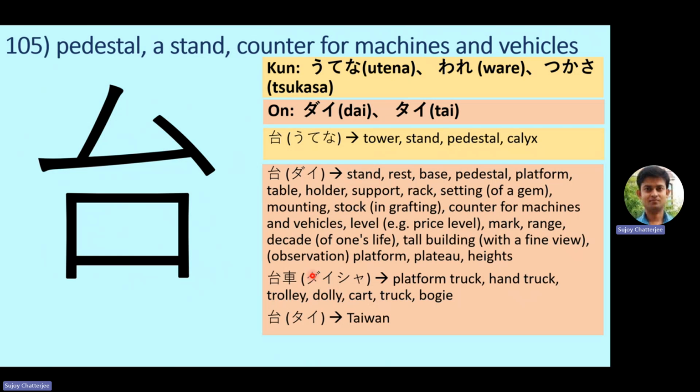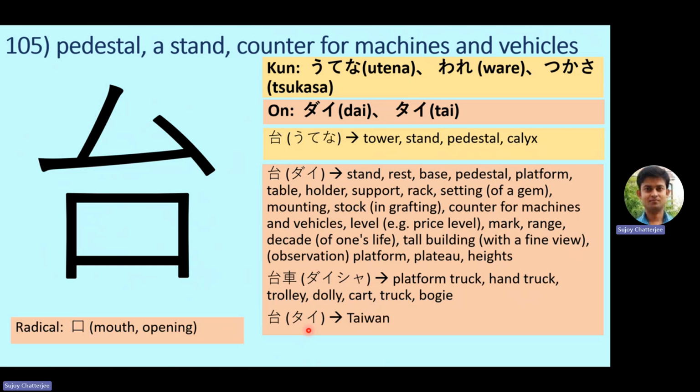So this is daisha. As you very well know, this is a cart. This is the kanji of a cart or a vehicle, which is sha in onyomi reading. So daisha means a platform truck, a hand truck, trolley, dolly, cart, truck, or buggy. Interestingly, tai is used to represent the country Taiwan as well. So if you recall, China, Singapore, Korea, each of these have a single kanji character to represent them. So likewise, Taiwan is represented using this character and the reading is tai.